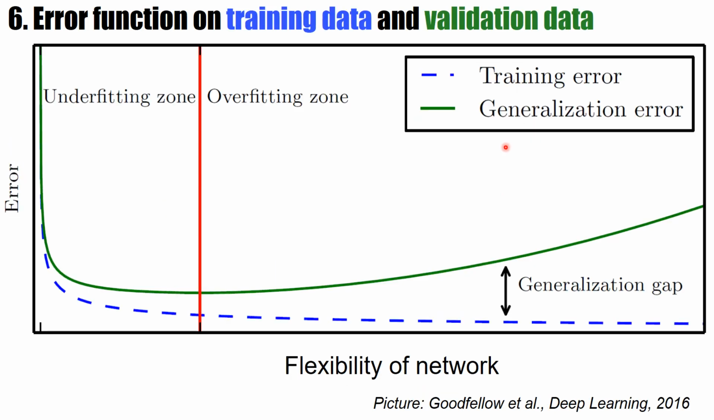So we can use the number of parameters to control the flexibility of the network. The more parameters we have, the more flexible the network is, the lower the training error gets. But if we increase the flexibility of the network, then the generalization error as measured on the validation data increases. So the best flexibility is the location where the validation error is minimal.